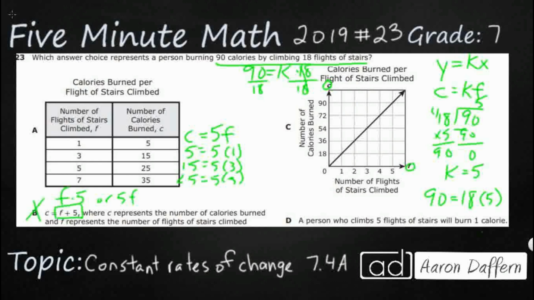And so what do we have here? Number of flights climbed. Oh, look, they inverted them. 1 flight gets you 18 calories, but that's not what it is. 1 flight is going to be multiplied by 5 to get your calories. So they inverted that. And 5 flights, no, they inverted that. Should be 1 and 5, so our answer here is A.